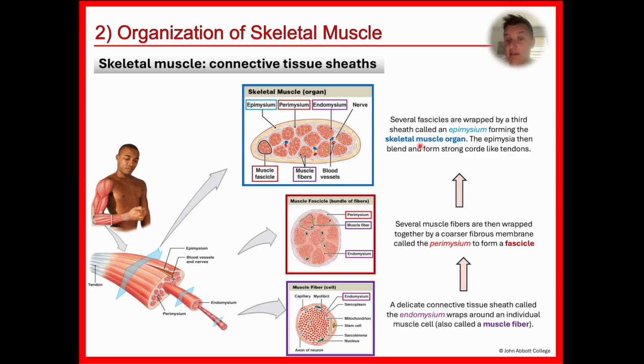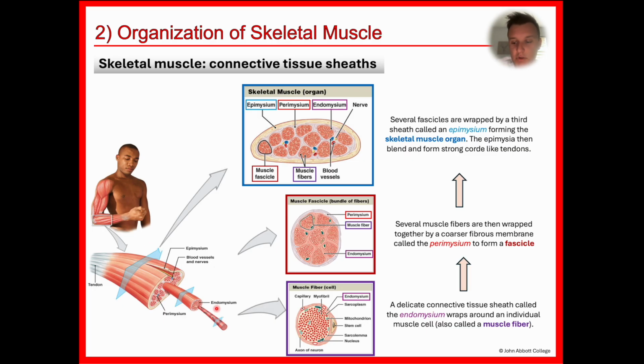That forms the skeletal muscle organ, right? So the epimysia then blend and form a strong cord-like tendon at the end. Once you get to the end of the muscle here, this epimysium actually becomes a different type of connective tissue that's tough at the end, and we call that a tendon. And a tendon kind of pulls and anchors down the muscle to the bone, okay?